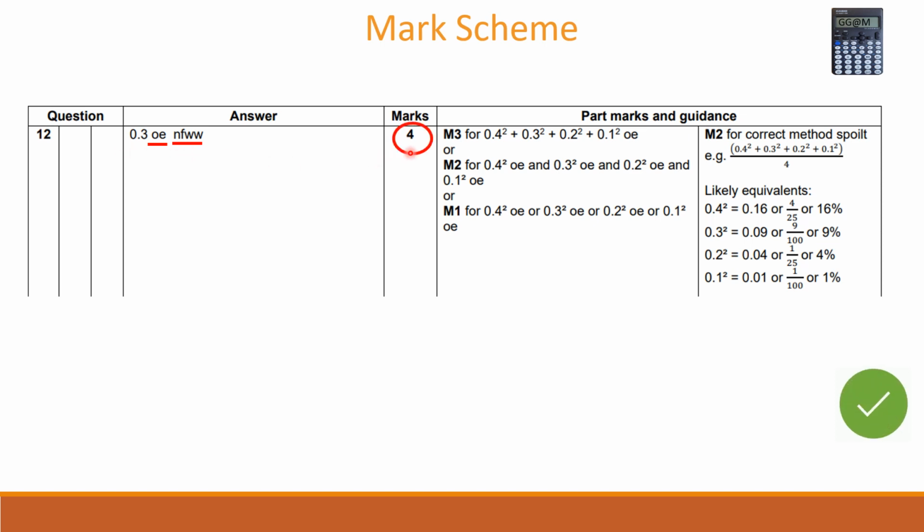There were 4 marks available on this question. M3 is 3 method marks, M2 is 2 method marks, and M1 is 1 method mark. So you can clearly see where the method marks were awarded on the question, and you cannot get full marks without showing the correct working out for this question.